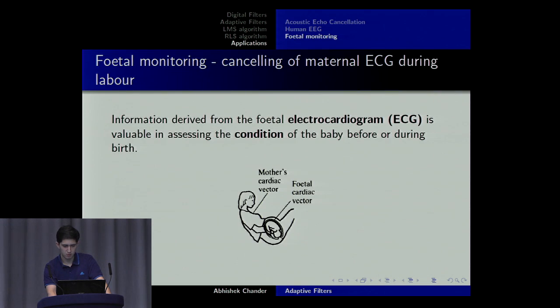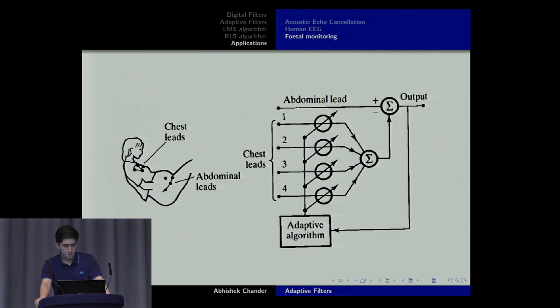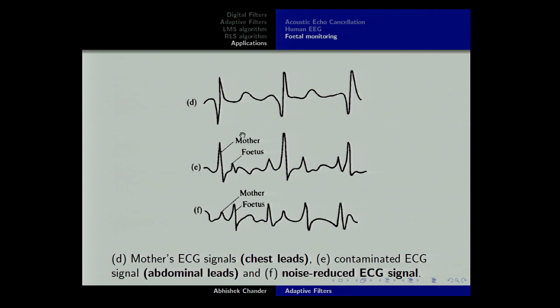Another application is fetal monitoring. Right before or during a woman giving birth, a doctor might want to analyze the condition of the baby. So they attach electrodes on the mother's chest to monitor heart rate, and similarly on the baby near the abdomen. But the problem is that the mother's cardiac pulse might affect the cardiac pulse of the baby. That's why they put the electrodes on the mother's chest. So that is the noise. The heart rate of the mother is the actual noise, as we see over here.